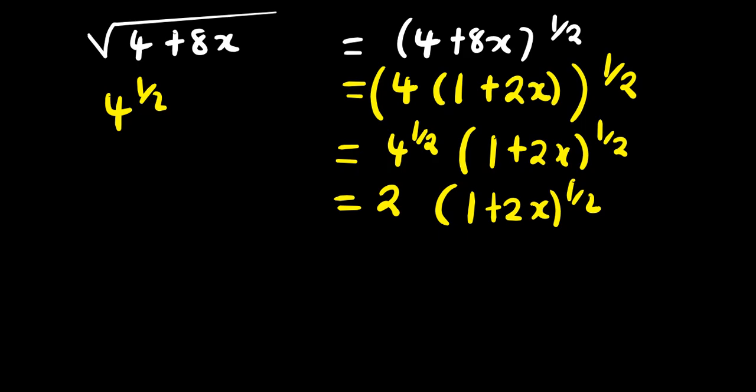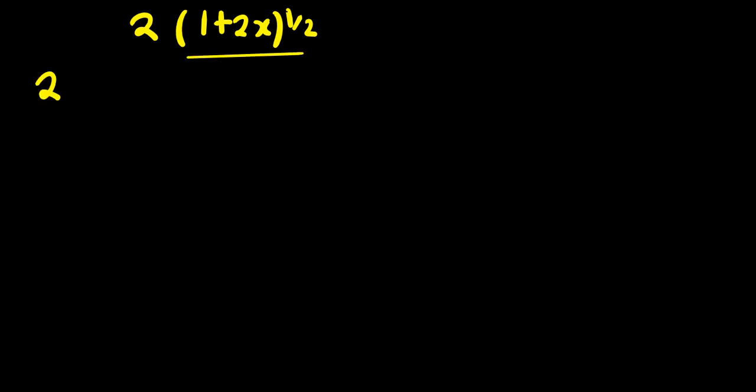So let's use another page. So we have 1 plus 2x to the power half. So now how do we solve this one? Allow me to keep my 2 and allow me to solve what is here, the way we've just solved the previous one, okay?